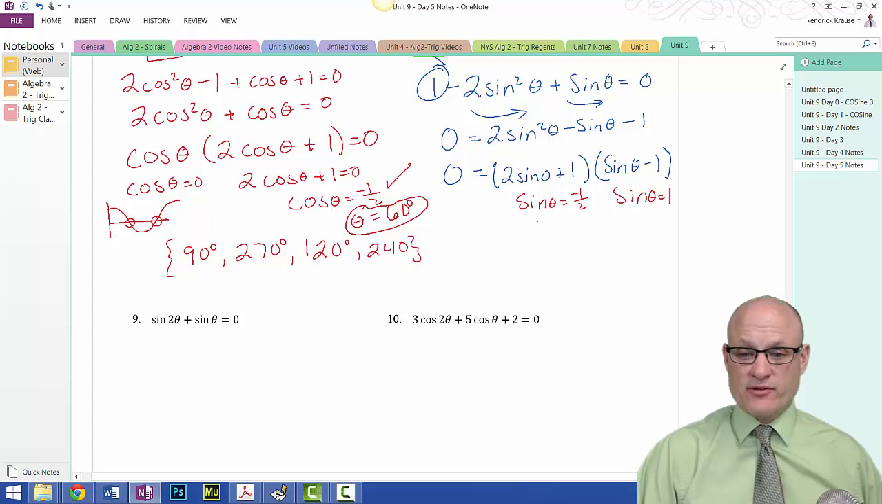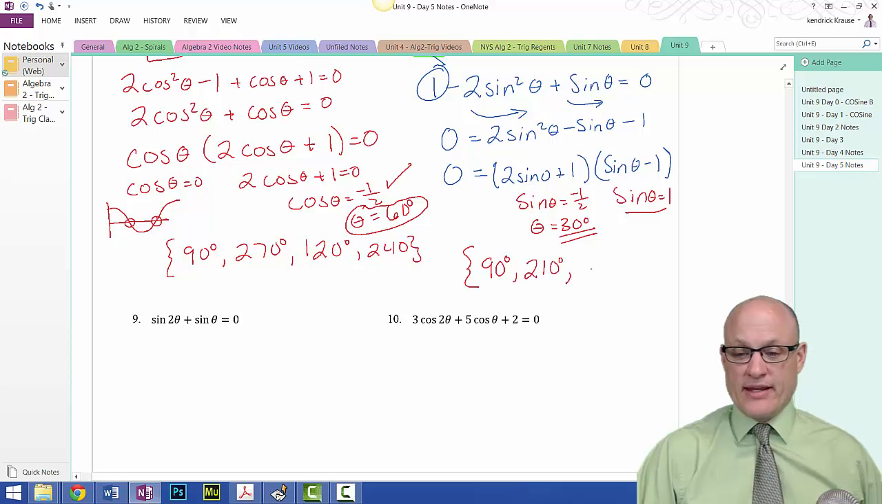And in an effort to save time, I know that my reference angle is 30 degrees here. Sine is negative in the third and fourth quadrant. Sine equals 1 at 90 degrees, so I'll put that one in there first. The angle in the third quadrant with a reference angle of 30 degrees is 210 degrees. And the angle in the fourth quadrant that has a reference angle of 30 degrees is 330 degrees.